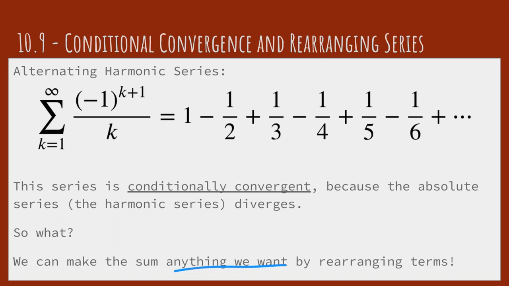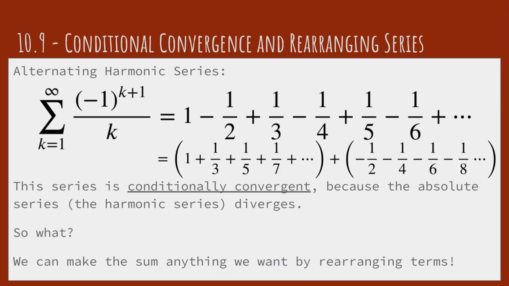All right, so this is a really weird idea. If we add the terms together in order, this sum ends up being the natural log of 2, which is about 0.7. But we can make this sum add up to any number we want. We can make the sum equal to 1 if we want, or we can make it equal to pi if we want, which is the example I'm going to use here.